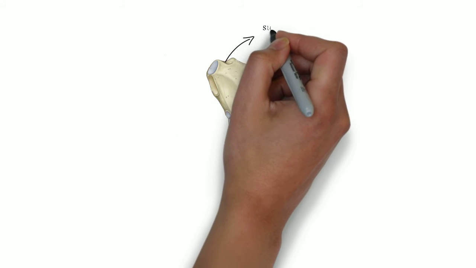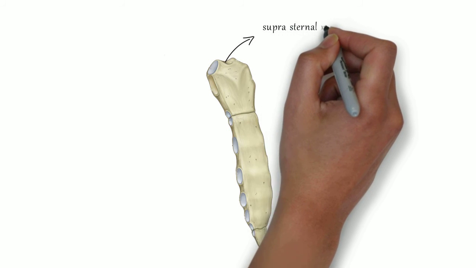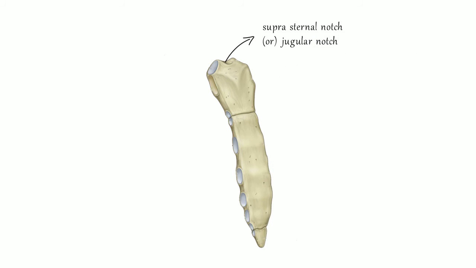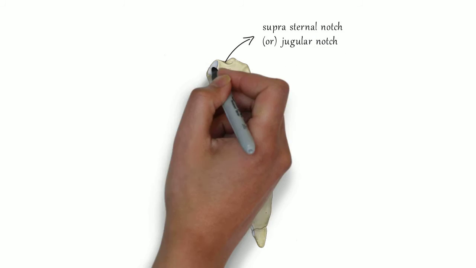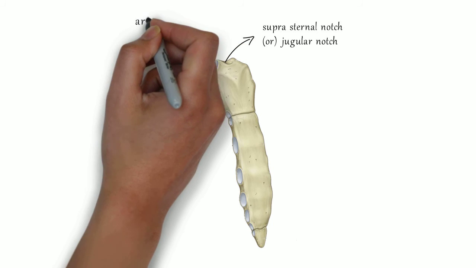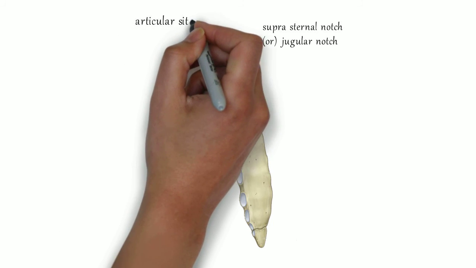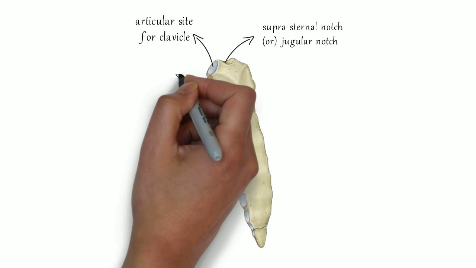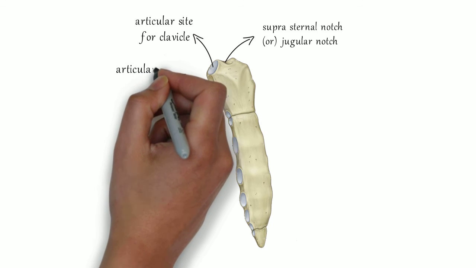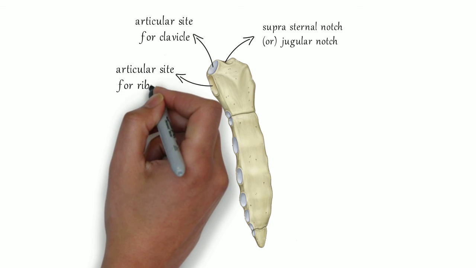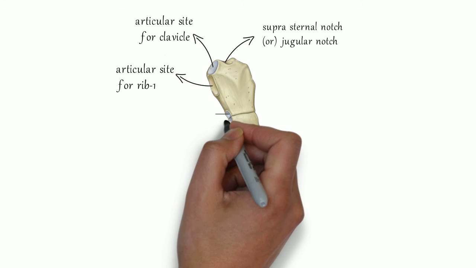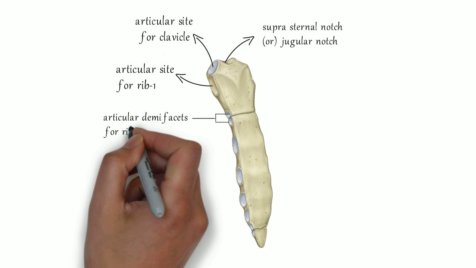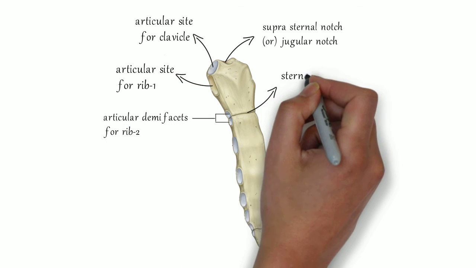Now let's start with the manubrium. The superior part of manubrium bears a distinct notch called jugular notch or suprasternal notch. On either side of the notch, it has articulation site for clavicle. Inferior to it, on the lateral side, has articular site for rib bone. At the lower end has articular demifacets for rib 2. The angle present between manubrium and body is called sternal angle of Louis.